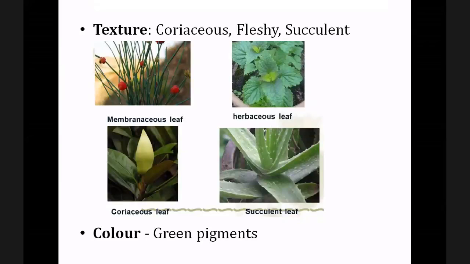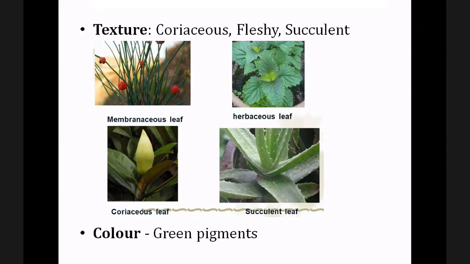The next one is texture. Based on the texture of the leaf, there is coriaceous. Coriaceous means leathery. The leaves have a leathery appearance and are tough when you touch them. We call that coriaceous. And some leaves are fleshy.